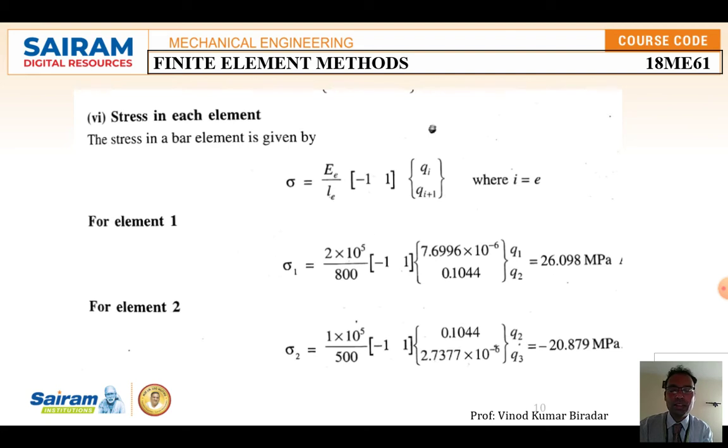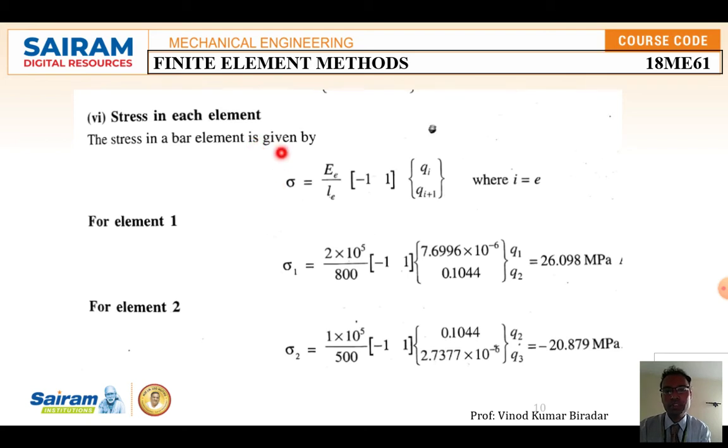Since the first element belongs to node numbers 1 and 2, you have to take u1 and u2, that is the q1 and q2 values, here. If you simplify this, the stress in the element is equal to 26.098 megapascal for element number 1. For element number 2, the displacement values change. So instead of 1 and 2, you have to substitute 2 and 3, and you are going to get minus 20.879 megapascal. Okay, so these are the stresses.